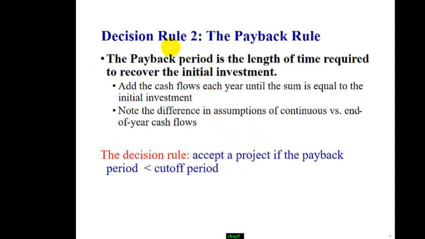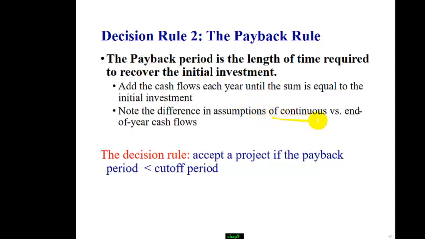The second decision rule is called the Payback Rule. The Payback Rule is old, classic, traditional. The payback period is the number of time periods required to recover your initial investment. You can simply add up all the positive cash inflows until you recover the initial spending. There are 2 different ways to figure out the payback period, depending on the assumption about the cash flow.